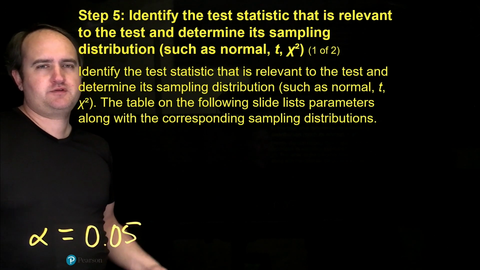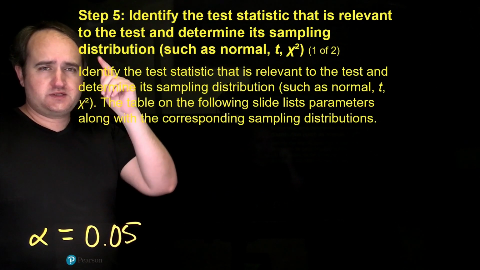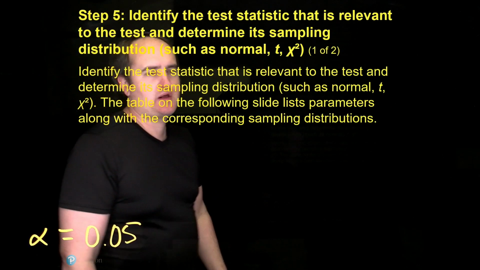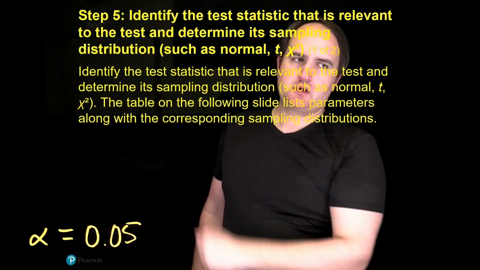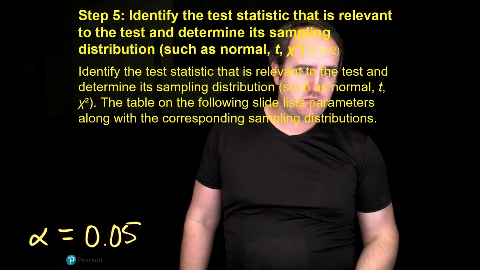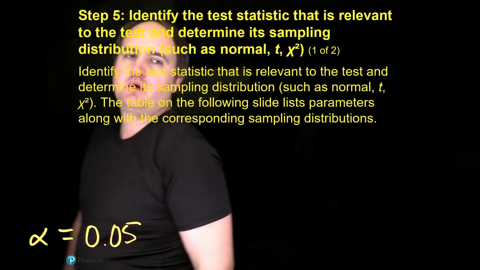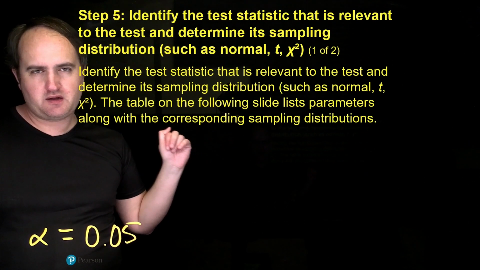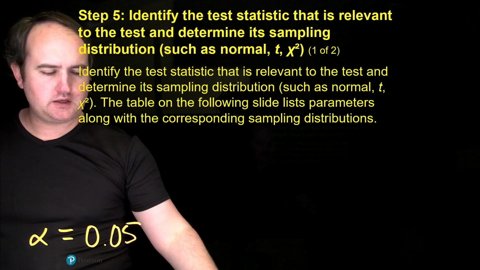Okay, so after you've identified alpha, which is given to you, step 5, indicated in our book, is to identify the test statistic that is relevant to the test and determine its sampling distribution, such as normal, t, or chi-squared. Now, at the time I'm making this video, we're not going to be getting to chi-squared. So we're going to be focusing on normal in this video, which is with z-scores. Okay, but just for the sake of being thorough, I'll talk about the other distributions, even though we won't get to more than one of them in this video.